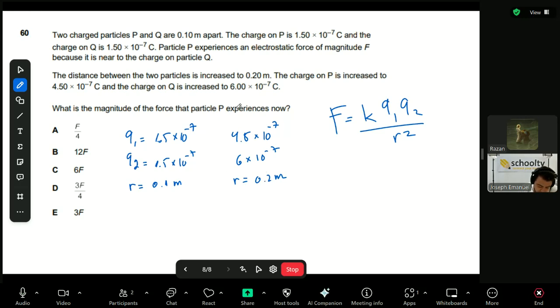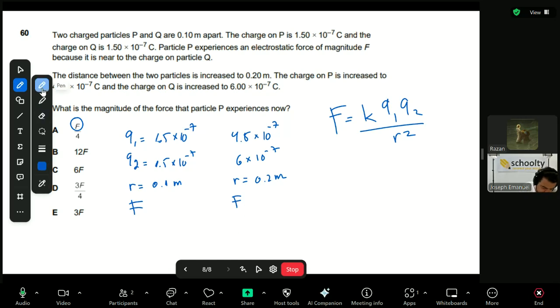Yeah, 6. This is correct. So what is the magnitude of the force that particle P experiences? Okay, so this is F. This is the F in this case, okay? So we want to calculate F2, or F tag.